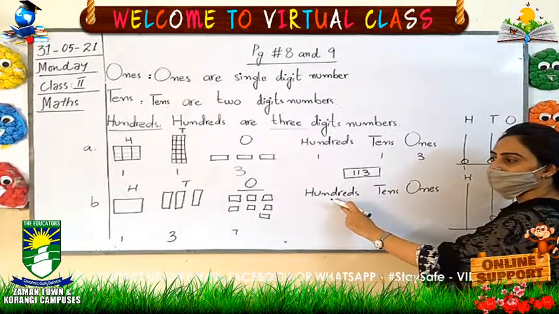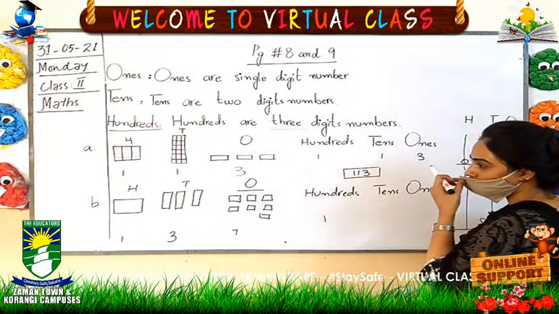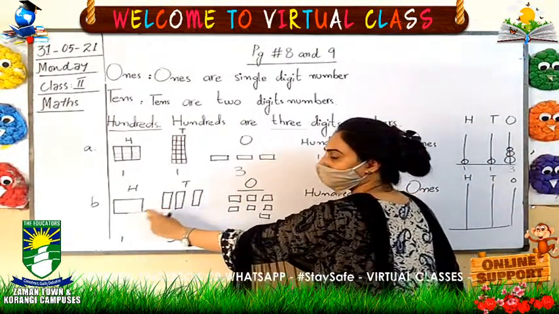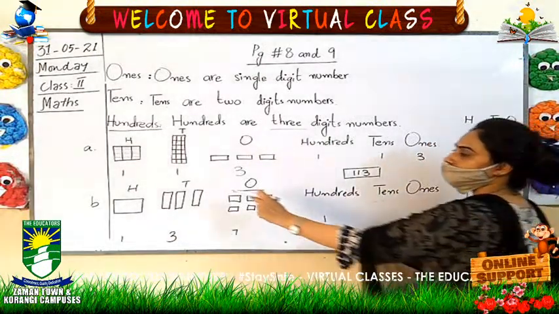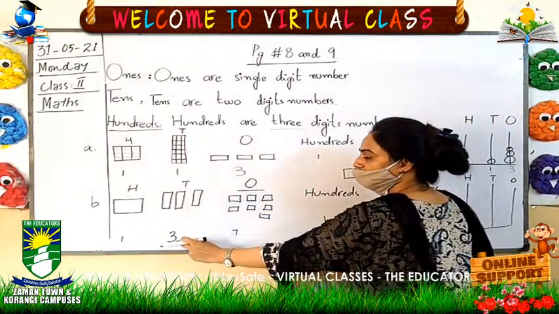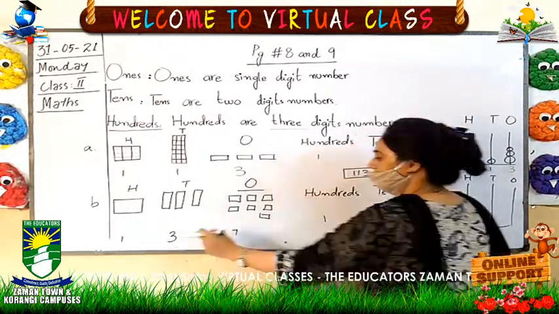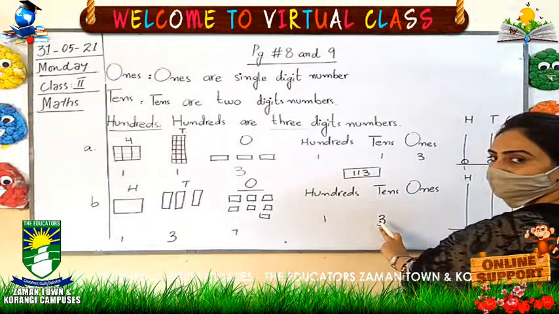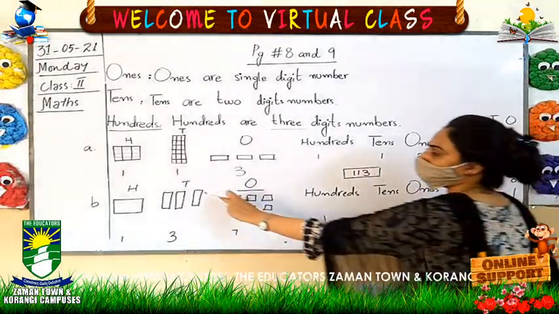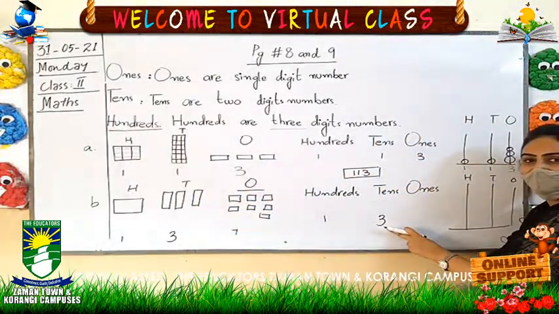How many hundreds are there? 1. So write 1 here. How many tens are there? 3. That you have written. So write 3 here.